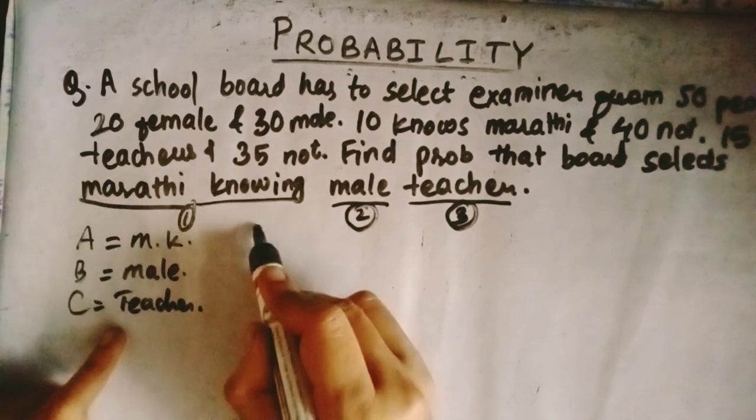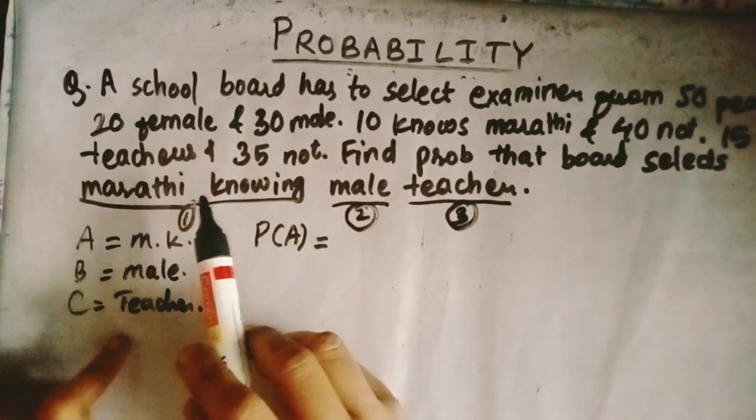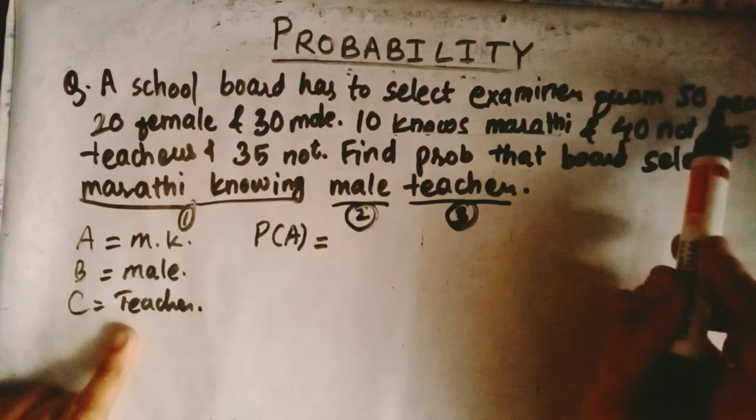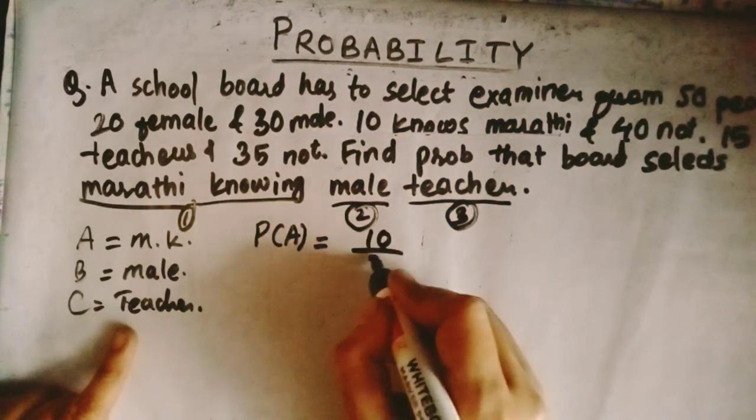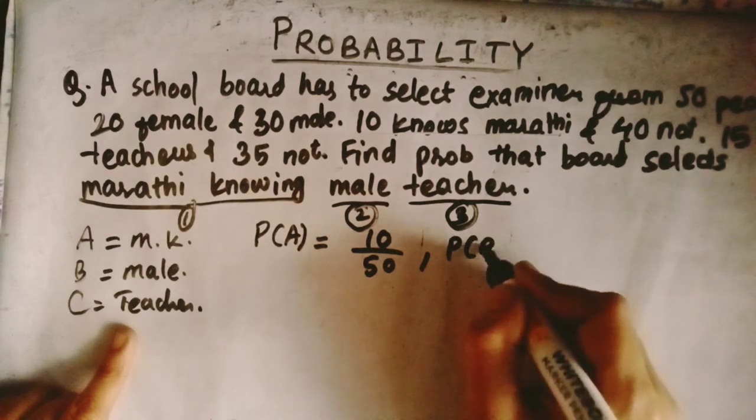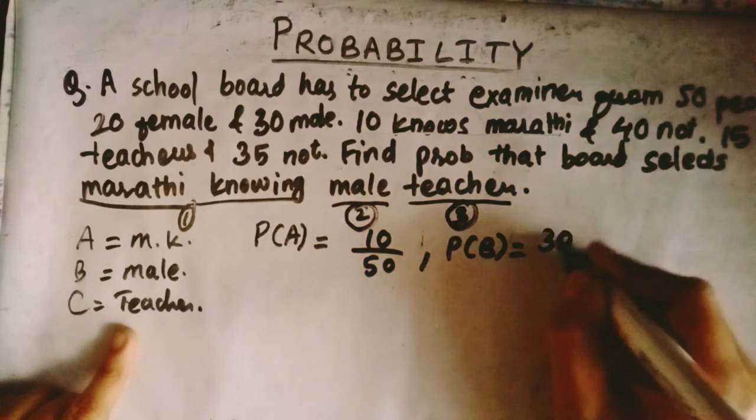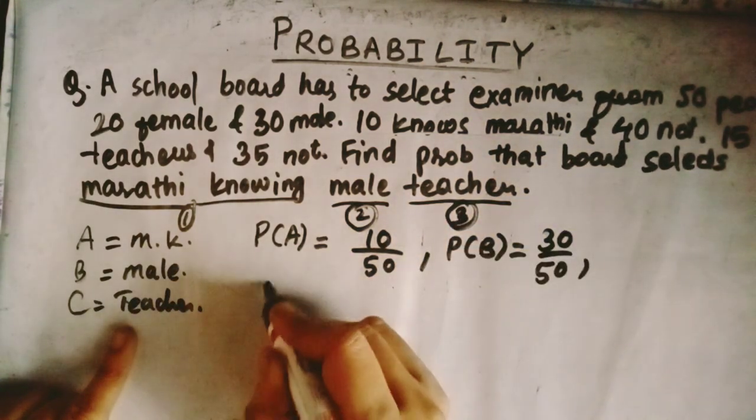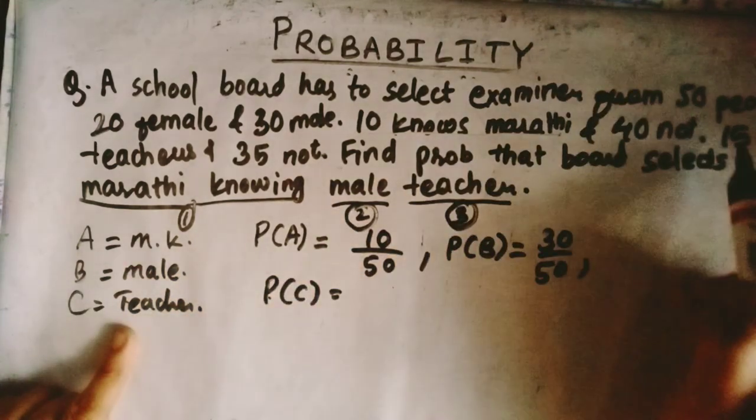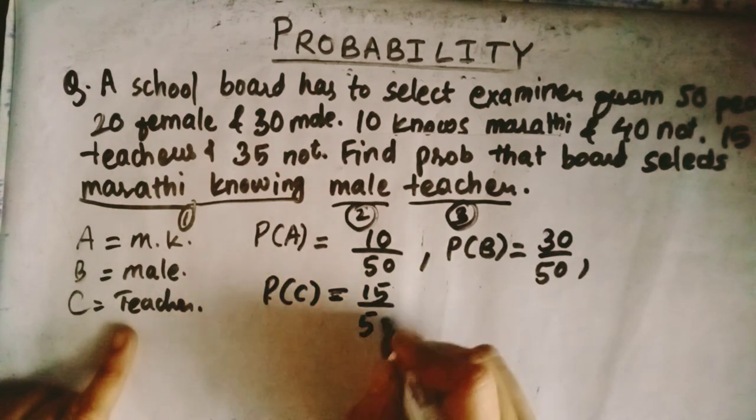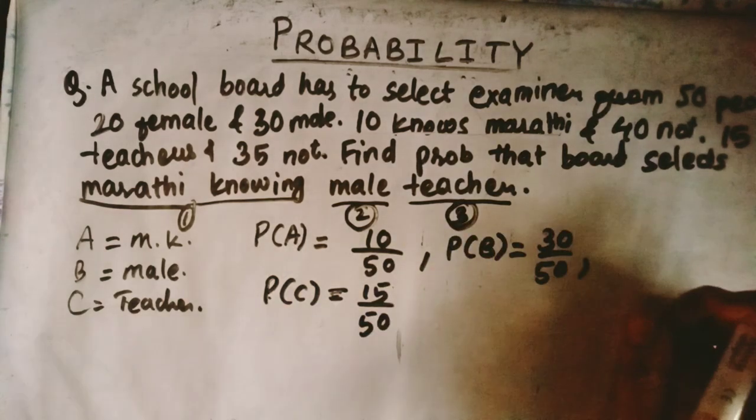Okay, so what will be the probability of P of A, Marathi knowing? How many know Marathi? 10 know Marathi out of 50 people. So 10 upon 50. What will be P of B? That is, how many are male? Males are 30, right? 30 out of 50. And how many are teachers? 15 are teachers. So 15 upon 50.